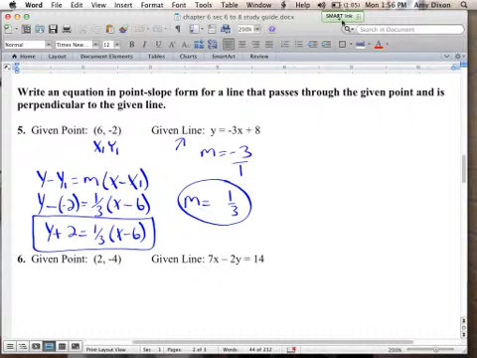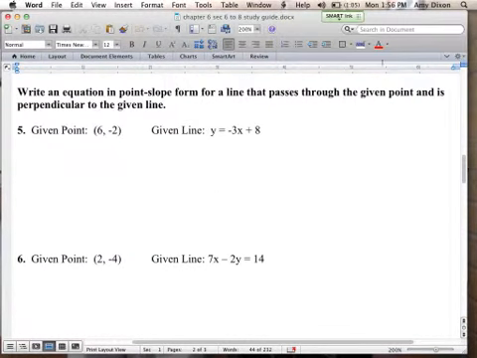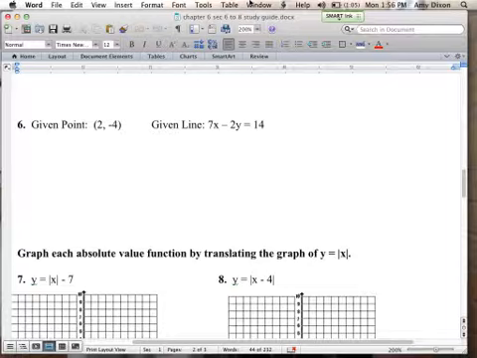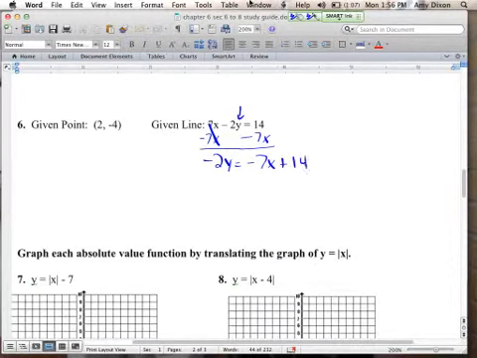All right, let's do another one just like that one. The next one, however, we have to manipulate the given line to be able to figure out what the slope is supposed to be. So on our given line, we need to find out what our slope is going to be. So we need to solve for y here. We need to subtract 7x from both sides. And we get negative 2y equals negative 7x plus 14. Then we're going to divide everything by negative 2. And we get y equals 7 over 2x plus, actually minus, 14 divided by negative 2 is negative 7.